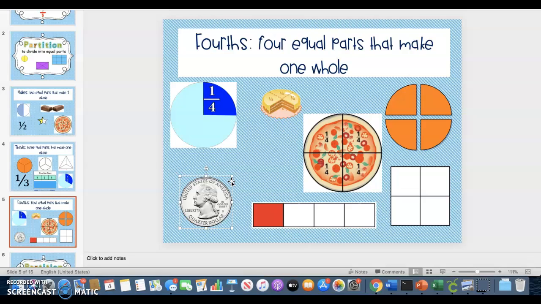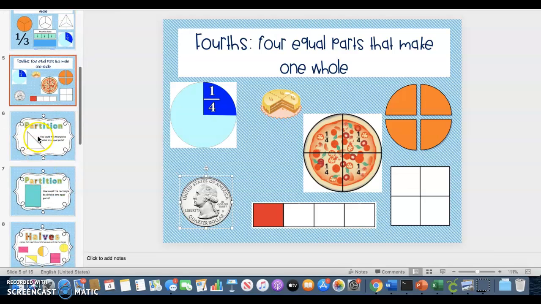How much is a quarter worth? How many quarters are in a dollar? That's right, you need 4 quarters to make a dollar. So if somebody is telling you to partition a rectangle into fourths, and they want you to shade in 1/4 of the rectangle, they mean a quarter. That's just a little tip in case you get confused.